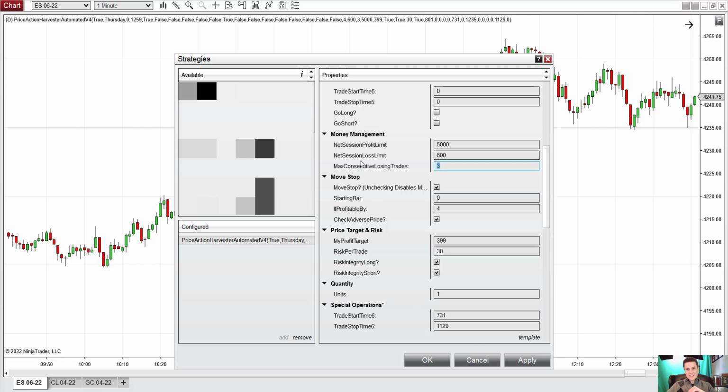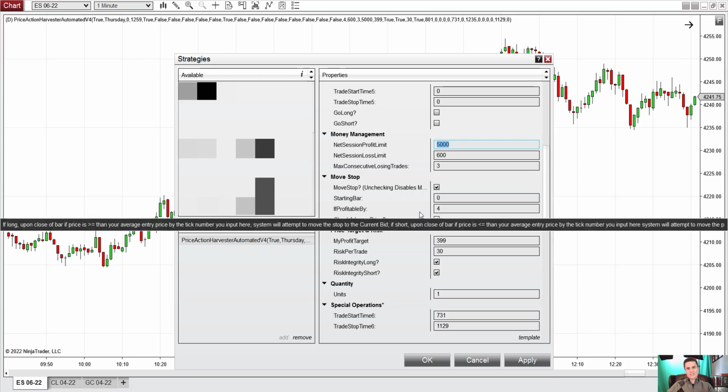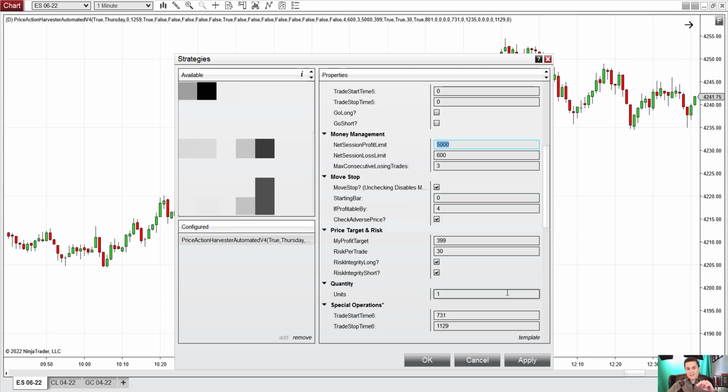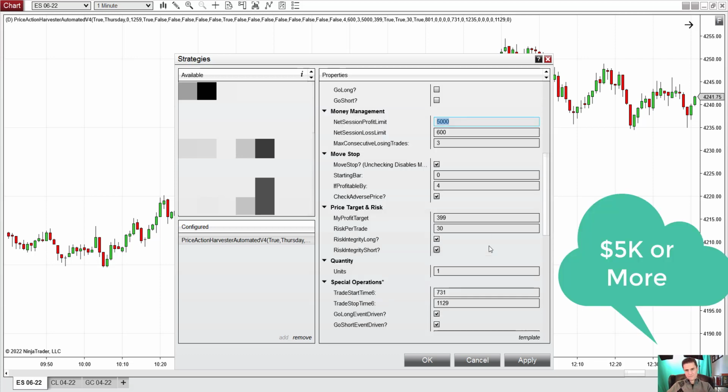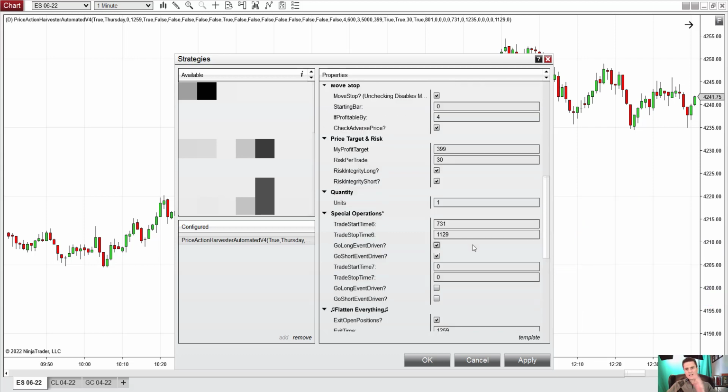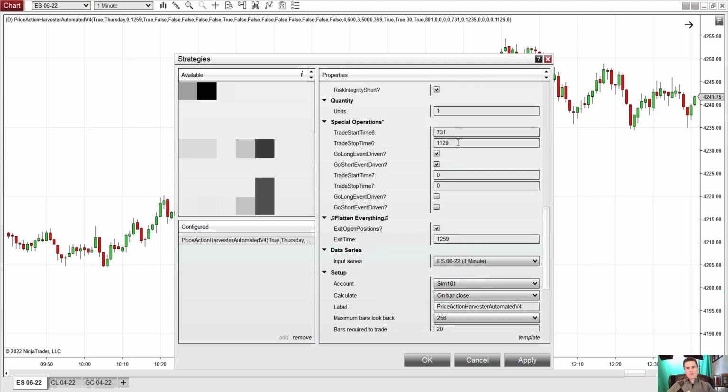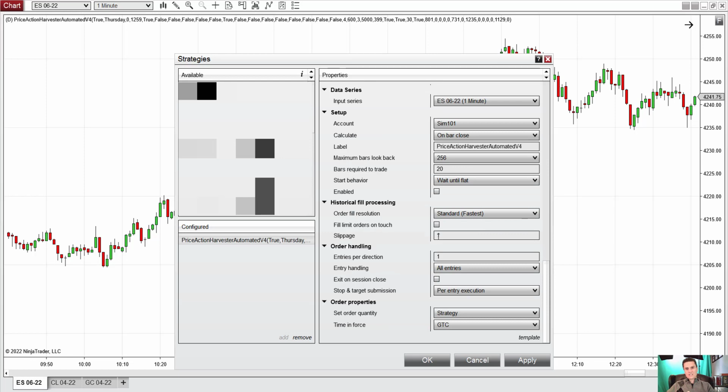So either net session loss limit is met or max consecutive losing trades is met, then it's going to stop looking. And of course, on the positive side, if the system has hit $5,000 net when the system is flat, it's up by $5,000, then it's going to stop looking for trades. So this becomes very important. The time's still unchanged between 7:31 and 11:29. So slippage is still there, 1. And let's go and enable this.